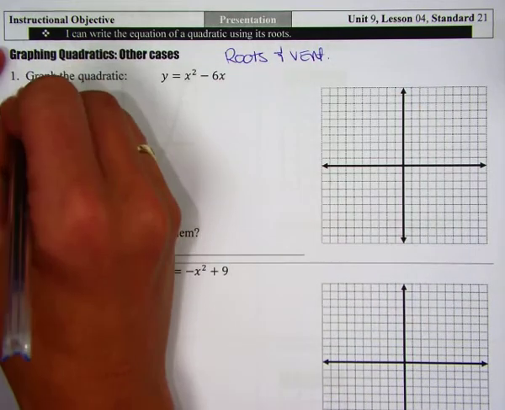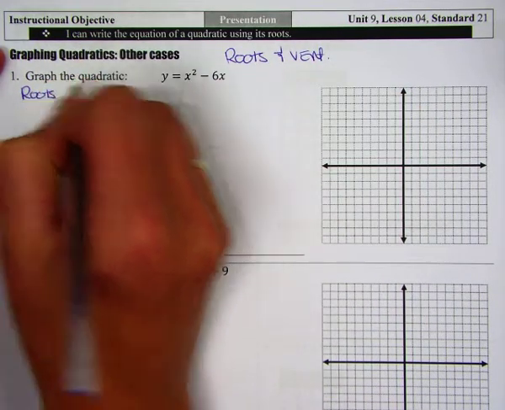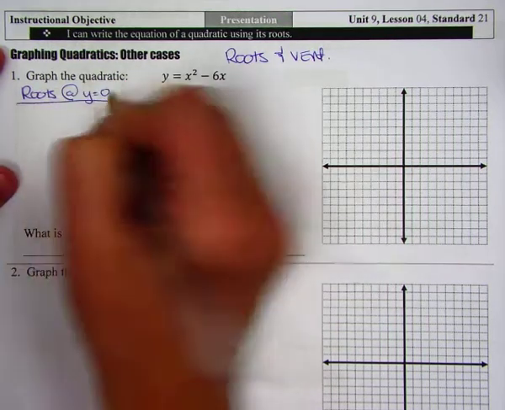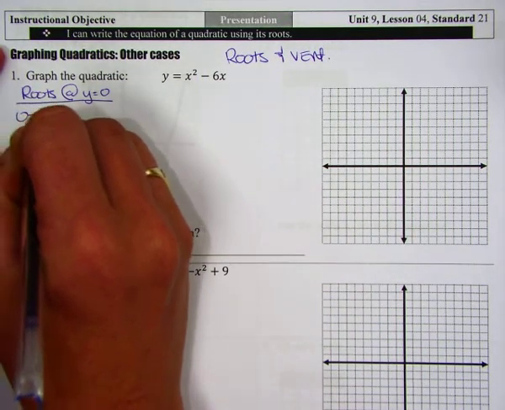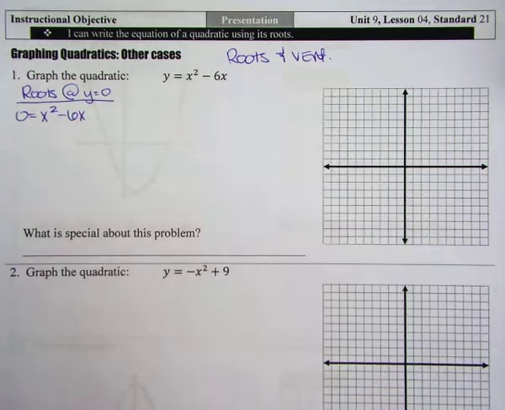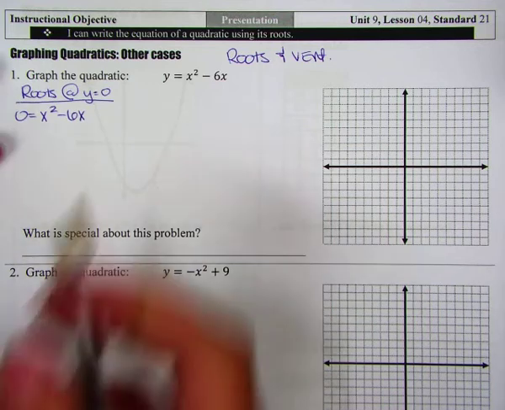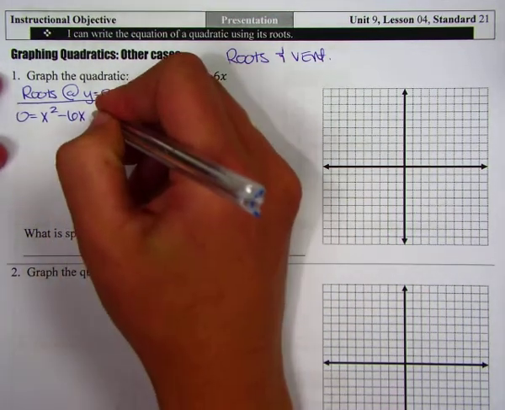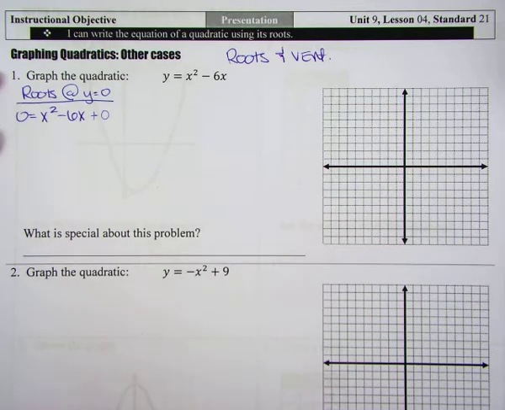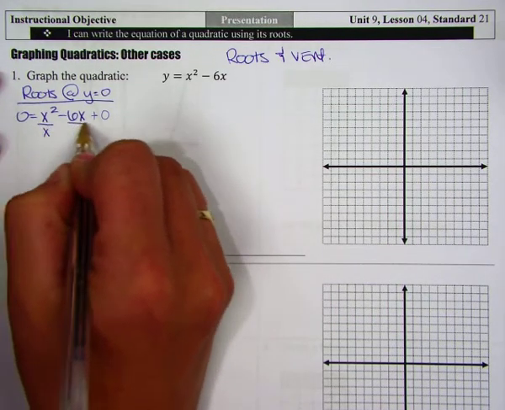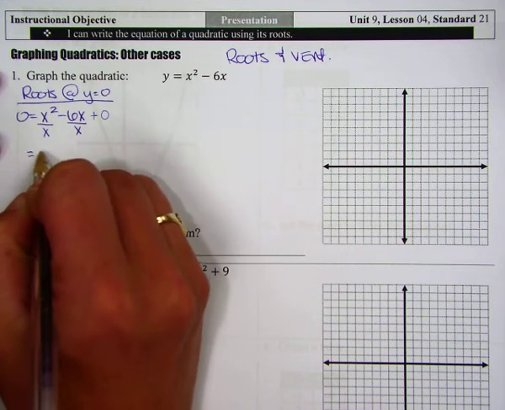I'm going to first solve for the roots. The roots will always be at y equals 0. Okay, so I'll substitute 0 in. 0 equals x squared minus 6x. Now, when I try to do this, I realize that there's no c term. So if you want to, you can add 0 and do everything the same. But this has a GCF. So I'm going to divide both terms by x.